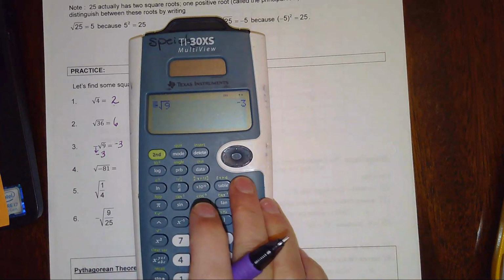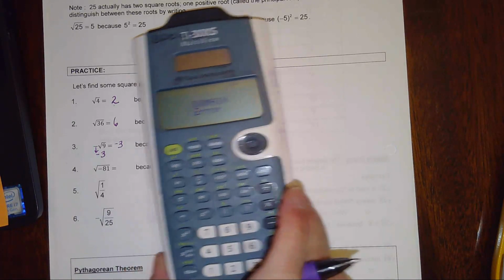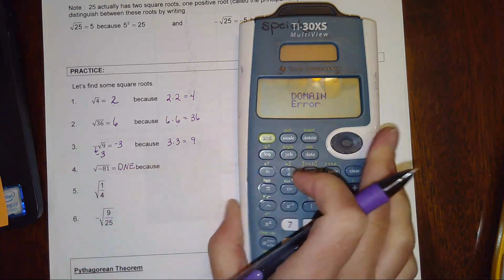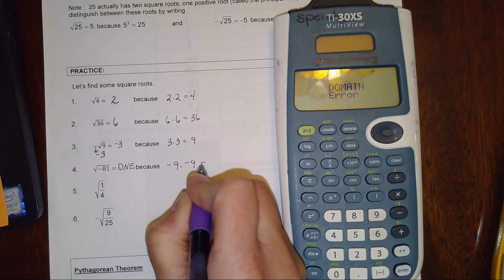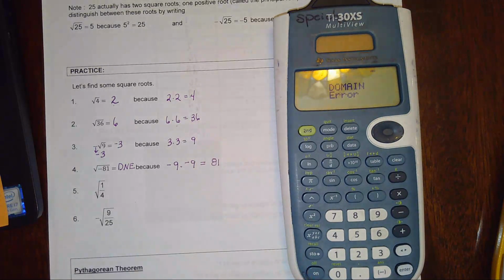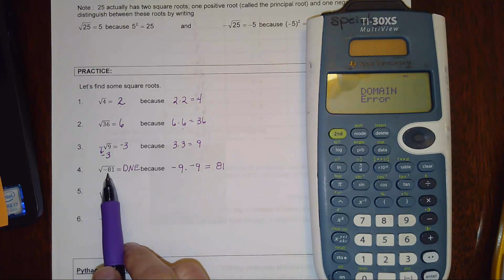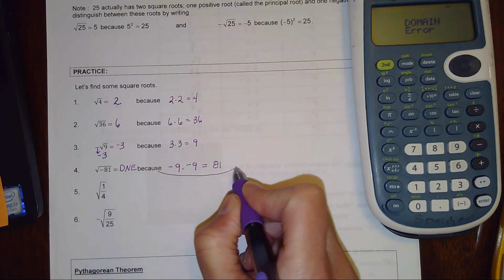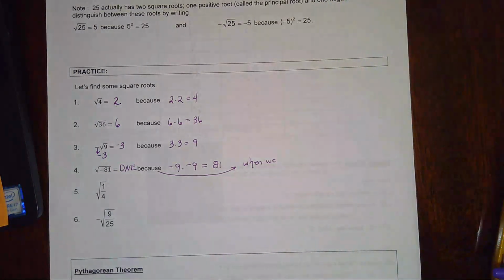Now on this one, I'd really like you to try putting that into your calculator. You should get some sort of error message. So this does not exist. Now some of you might say, well, why not -9? But -9 times -9 is +81. There's not a number that, when we square it, will give me a negative number. So it does not exist, because when we multiply a number by itself, we always get a positive number.